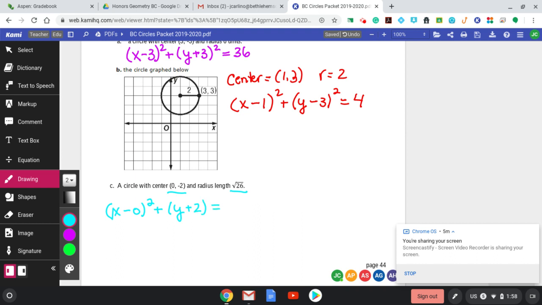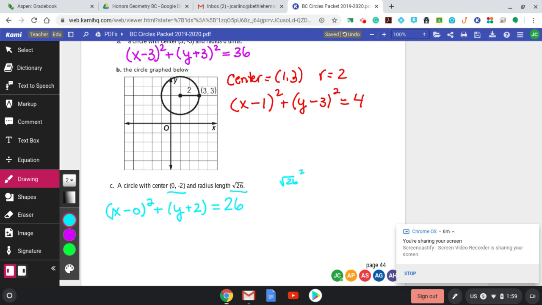All right, now this is going to be radical 26 all squared. And if you square a radical, you get the number underneath, so it's just going to be 26. And if you forget about that, do it on your calculator, radical 26 all squared. All right, because we're in honors, you can leave it like this. It's 100% correct, but you can also simplify this a little.